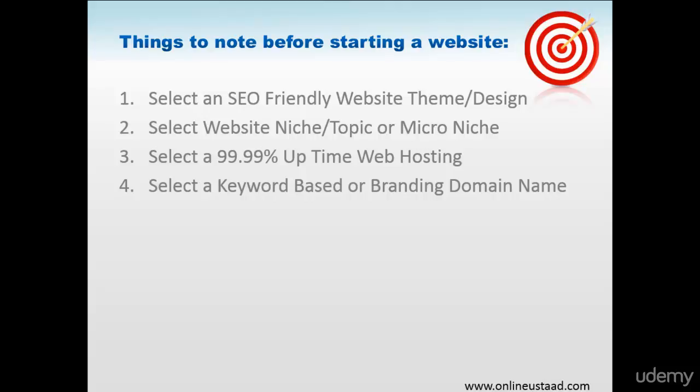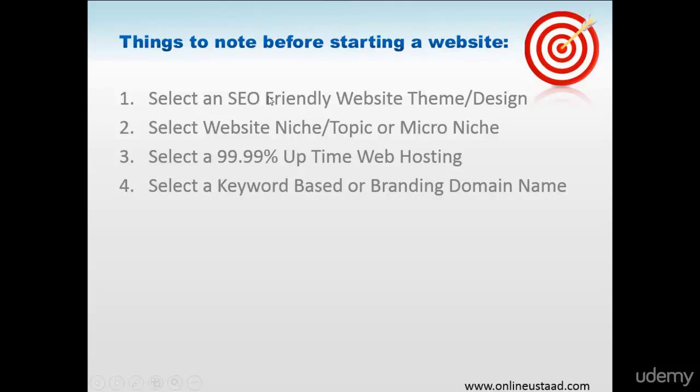The third thing is the web hosting. Select a 99.99% uptime web hosting. And the fourth thing is to select a keyword based or branding domain name. So you should keep these four points in mind before creating your website, or if you have created one, then you can implement some of these tips on your existing website as well.